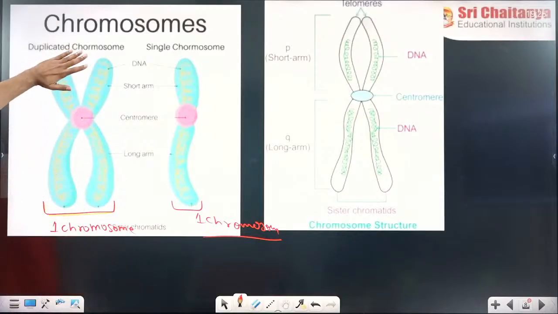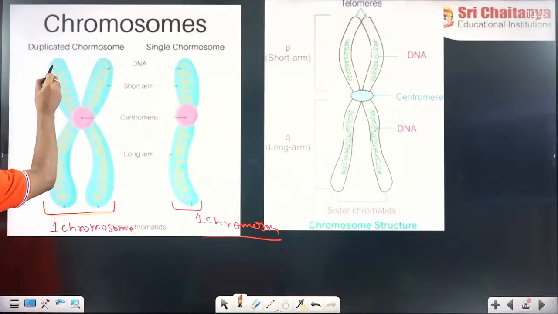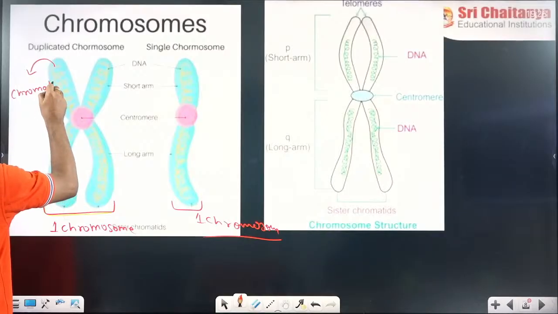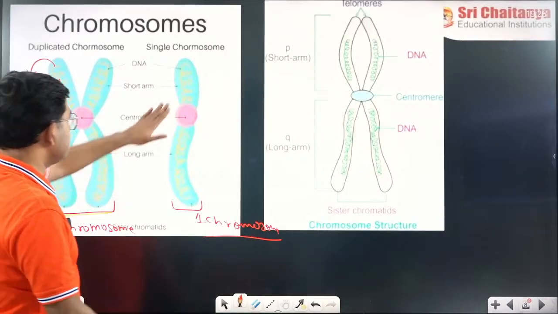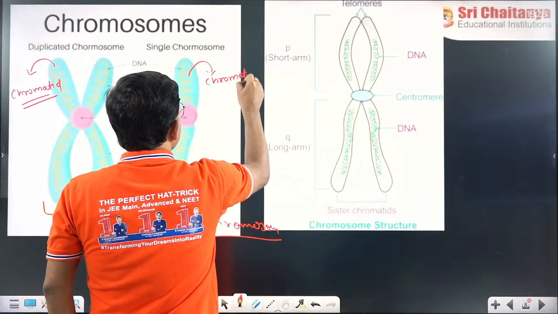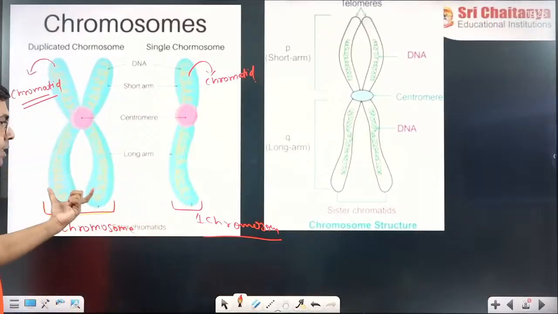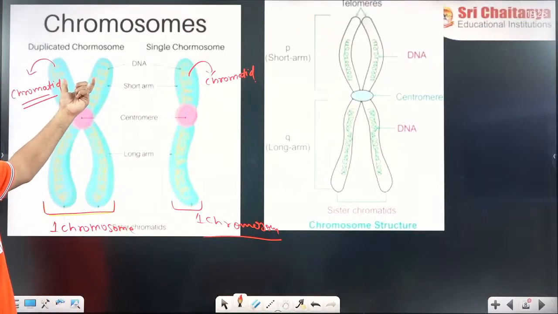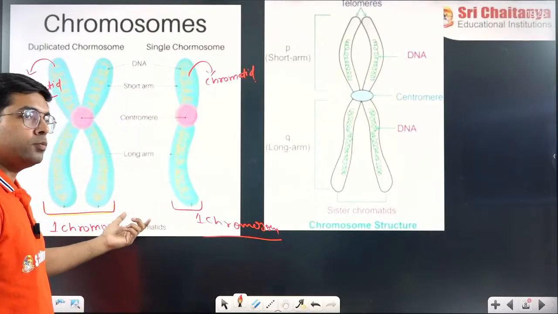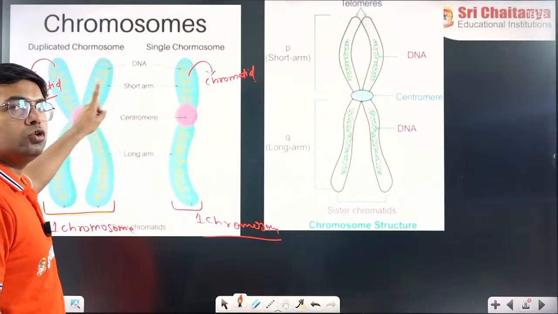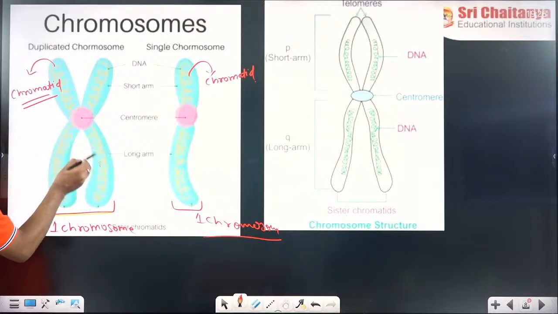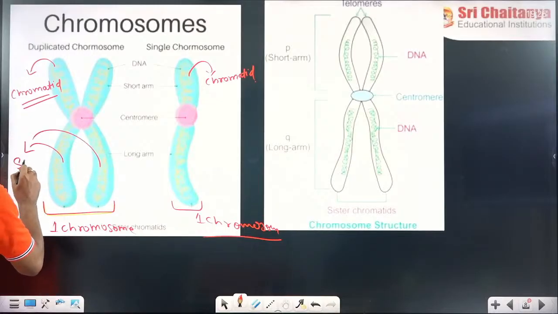See, here one chromosome has this single strand, which is called a chromatid. What is it called? Chromatid. And this one is also called a chromatid. So what is the difference? Here this chromosome has two chromatids, and here this chromosome has only one chromatid. So a chromosome can have one chromatid or two chromatids. The two chromatids present on the chromosome are called sister chromatids.